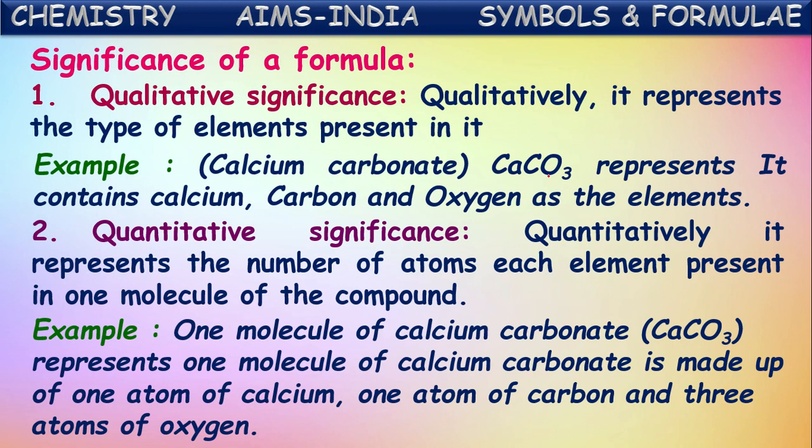How many atoms are combined? Which atoms are participated? That is qualitative information. How many atoms of each element are participating in the formation of the molecule? This is quantitative information. In this way, from the formula of a compound, we get qualitative and quantitative significances. Right?